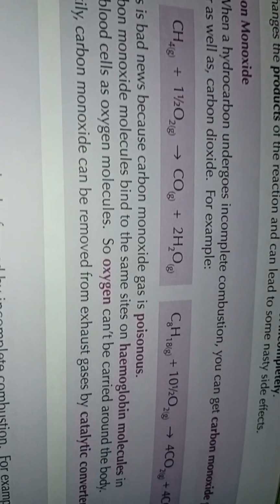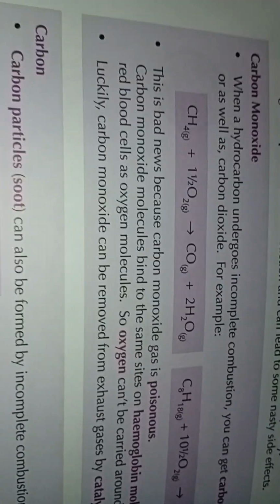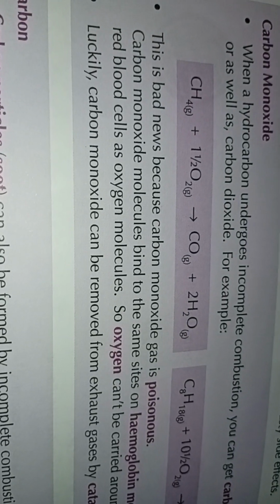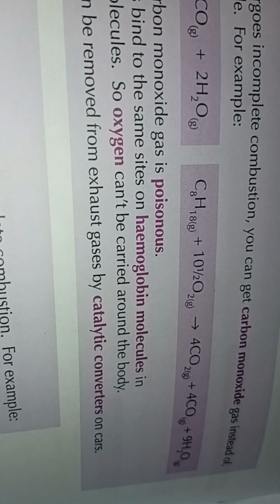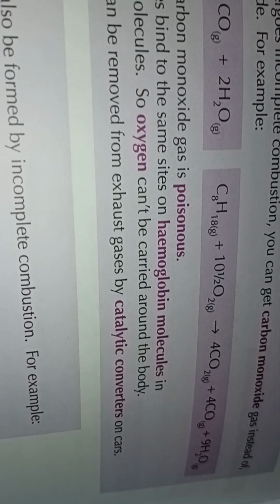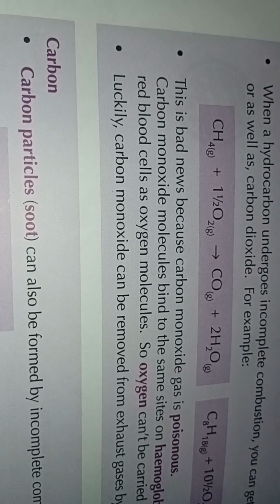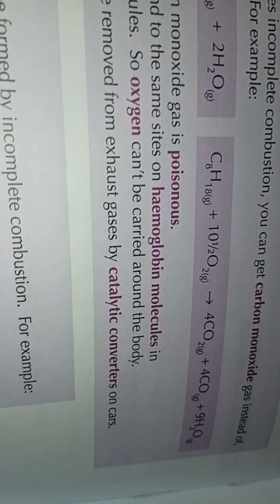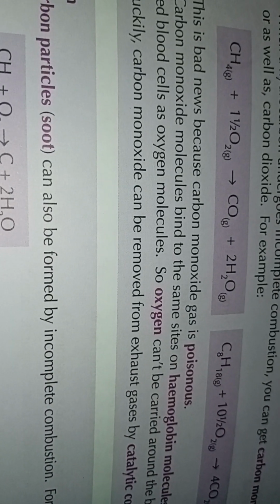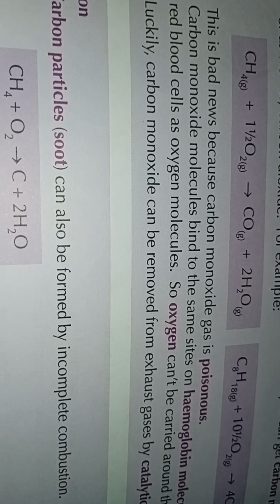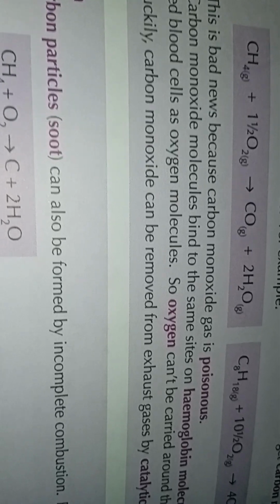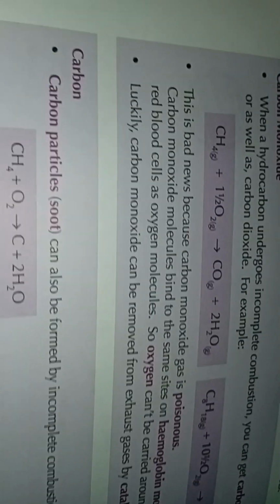This is bad news because carbon monoxide gas is poisonous to humans. Carbon monoxide molecules bind to the same sites on hemoglobin molecules in red blood cells as oxygen molecules, so oxygen can't be carried around the body, so you basically suffocate because you can't get oxygen. Asphyxia. Luckily, carbon monoxide can be removed from exhaust gases by catalytic converters on cars. Oh, so what they do, which is in the car book, you add oxygen to the carbon monoxide, and then you can react it back to carbon dioxide. That's quite good, isn't it?